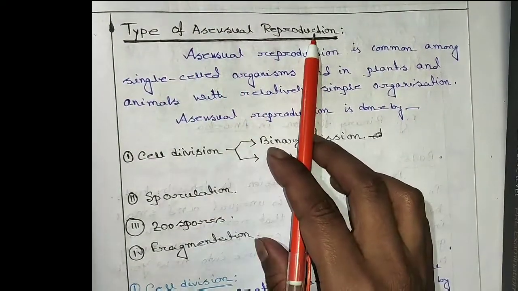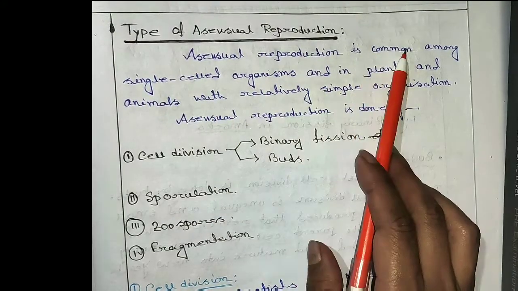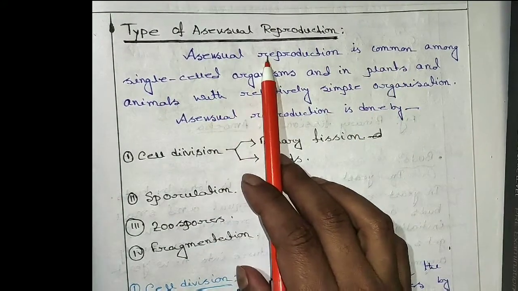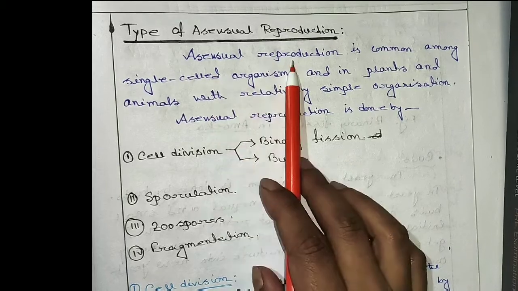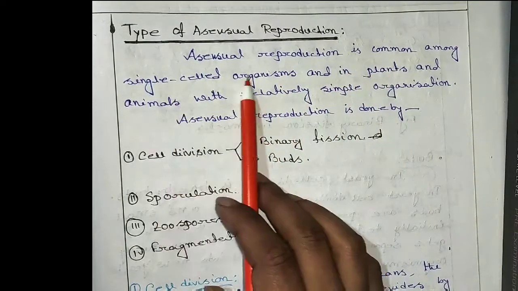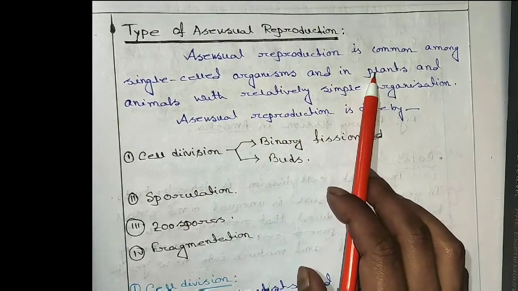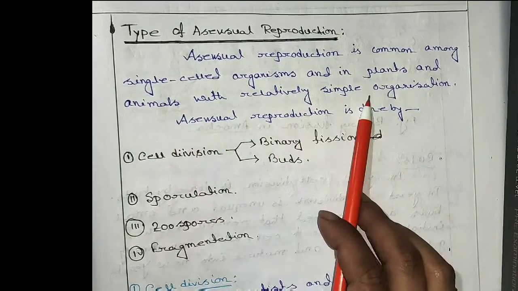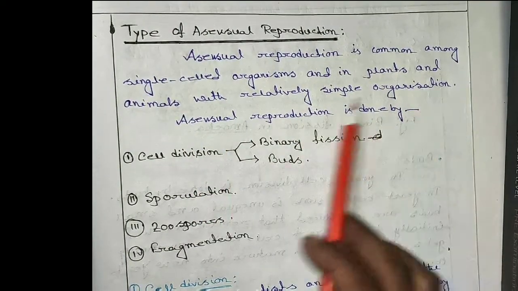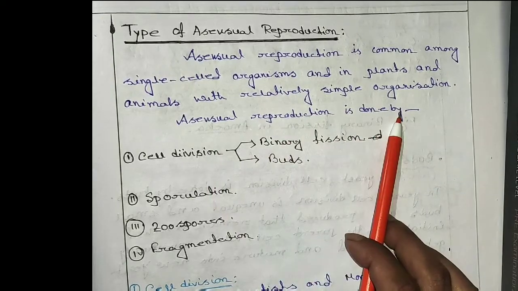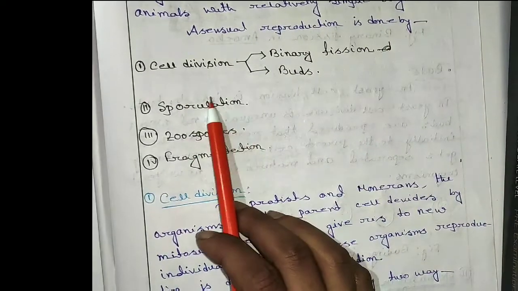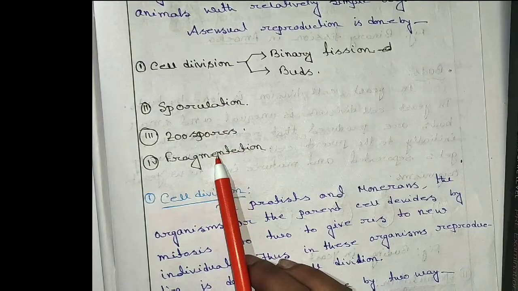Types of asexual reproduction. At first we have to know where asexual reproduction happens. Asexual reproduction is common among single-celled organisms and in plants and animals with relatively simple organizations. Asexual reproduction is done by cell division, sporulation, zoospore, and fragmentation.